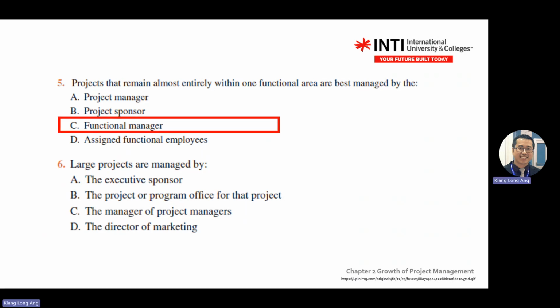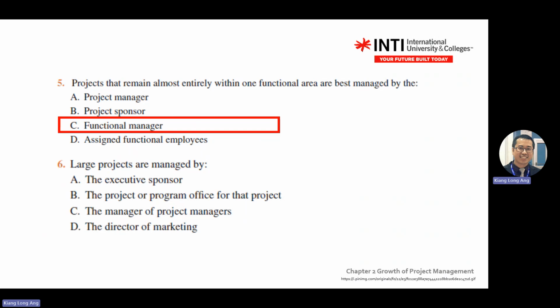So it's a functional manager. Here it tells you already, the project remains entirely in one functional area. It means you go and find the functional manager. So if your company relies on sales and marketing, go and find a sales and marketing manager. You don't go and find engineering or product development engineer. You go and find exactly the right person.